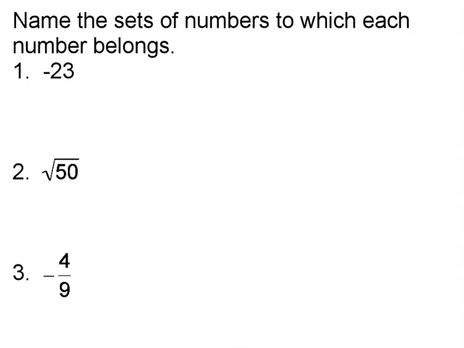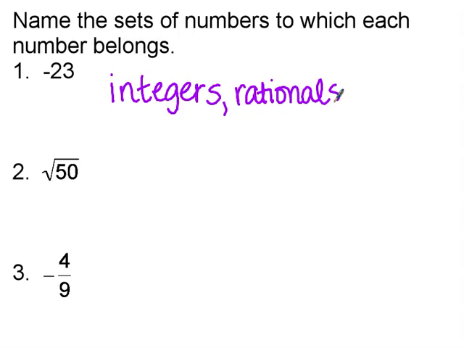Okay, name the sets of numbers to which each number belongs. So the very first thing, we start with the number -23. Is that a natural number? No. Is it a whole number? Is it an integer? Yes. Is it a rational? If it's an integer, it's got to be a rational. Yep. Okay. So, if it's an integer, it's got to be rational.